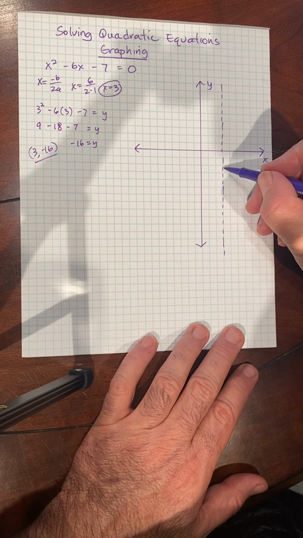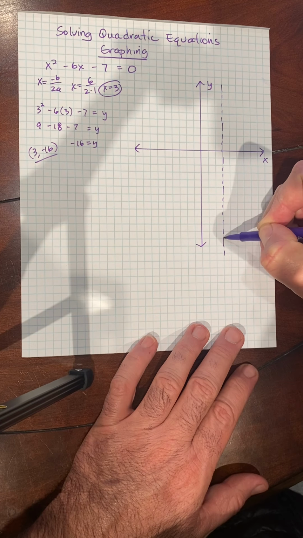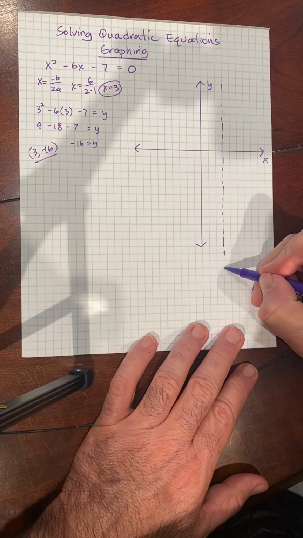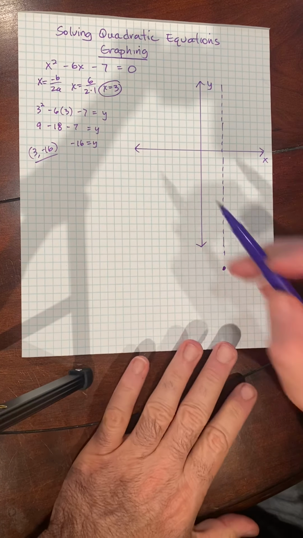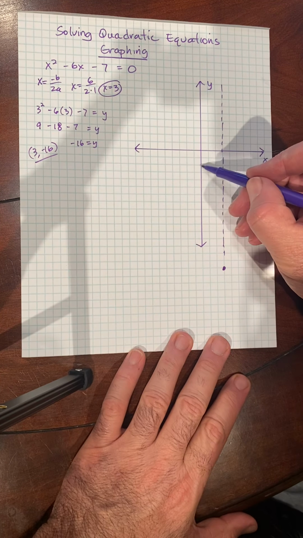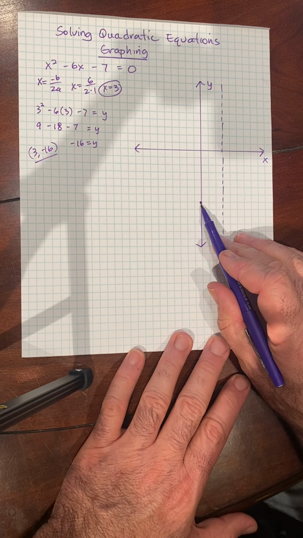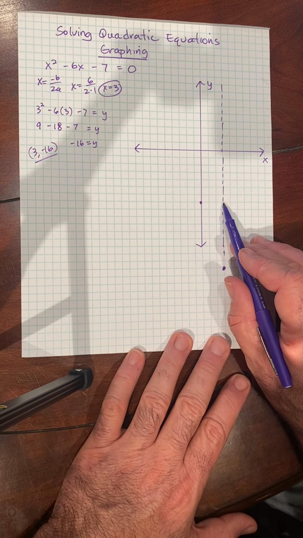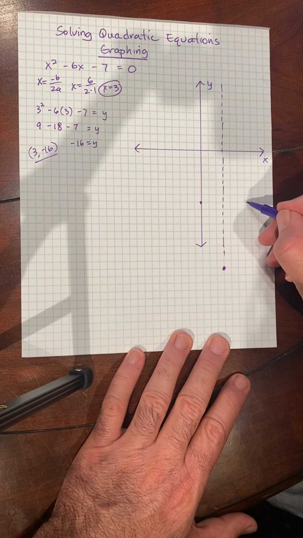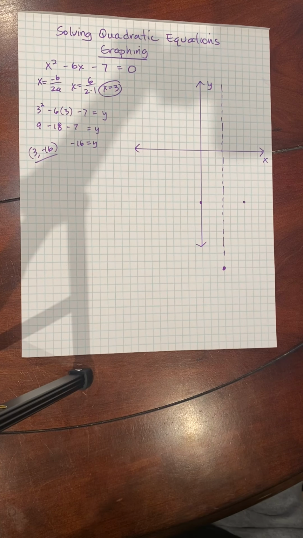Let's see, 1, 2, 3, 4, 5, 6, 7, 8, 9, 10, 11, 12. 16 is here, I believe. Okay. Next, y-intercept, negative 7. 1, 2, 3, 4, 5, 6, 7. And now reflect that point over the axis of symmetry. It's 1, 2, 3 units away from the axis of symmetry on this side. So the other point is here because they're mirror images on either side of the axis of symmetry.